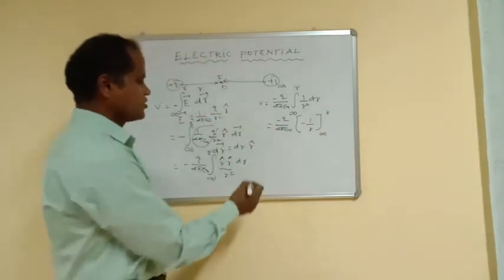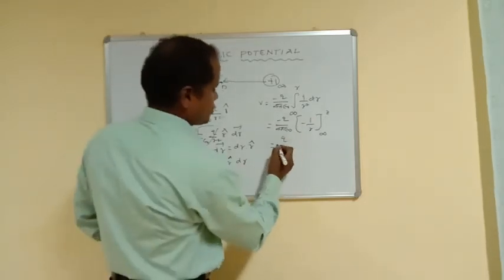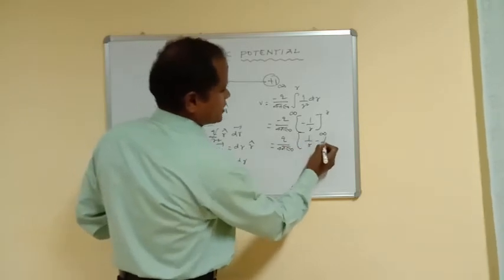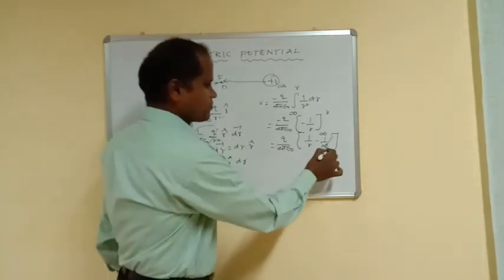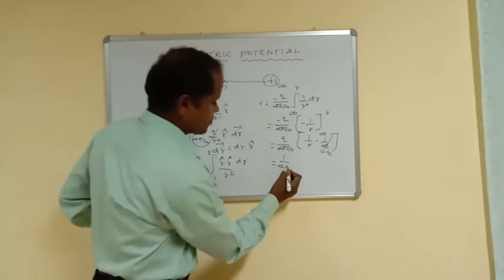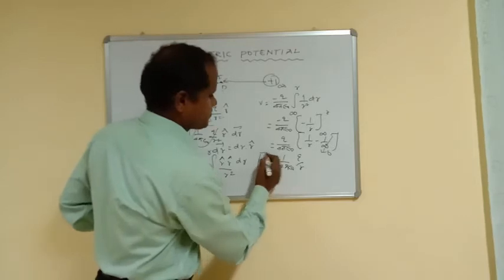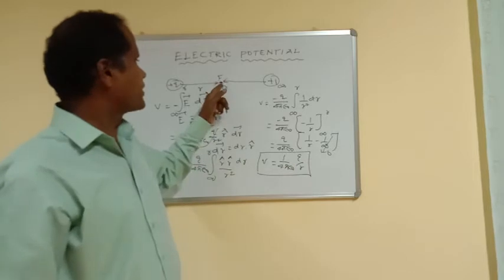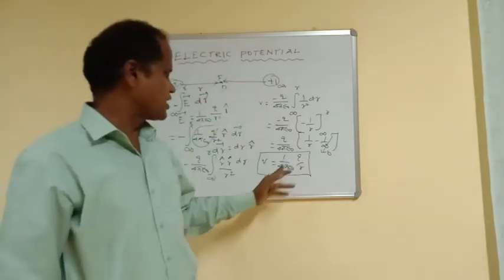Now substitute these values. The minus and minus give you plus q by 4 pi epsilon 0 times 1 by r minus 1 by infinity. The value of 1 by infinity is 0. So this becomes 1 by 4 pi epsilon 0 q by r. This is the expression for electric potential at a point due to a point charge. So this is the final expression.